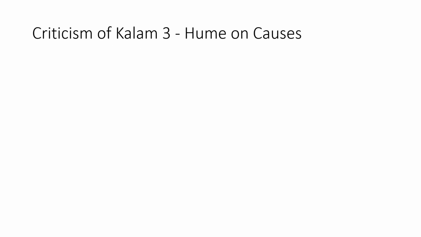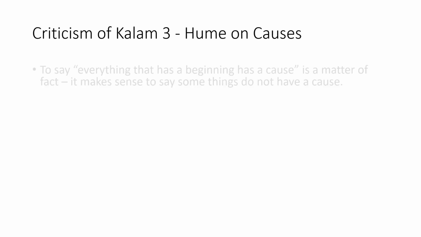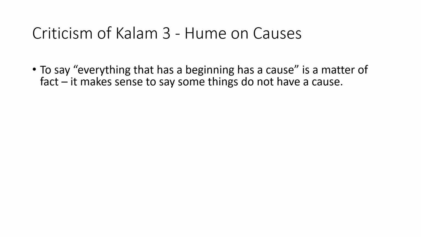Finally, on the Kalam argument, we'll mention Hume and his fork. The idea of the causal principle, Hume says, is not something which is necessary, and this follows from our previous point. To say that everything that has a beginning has a cause, in Hume's way of talking about these things, is a matter of fact. It's a truth of experience, a truth about the world. It makes sense, according to Hume, to say that some things do not have a cause.